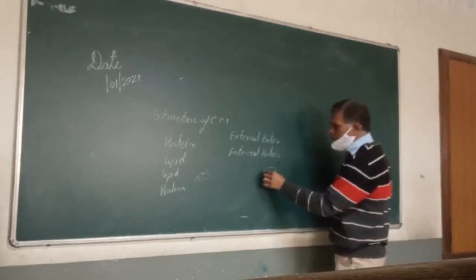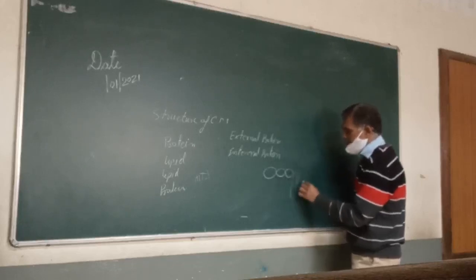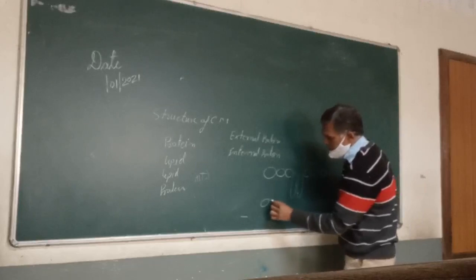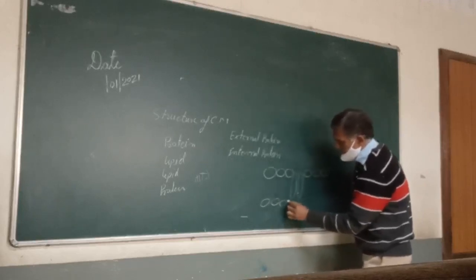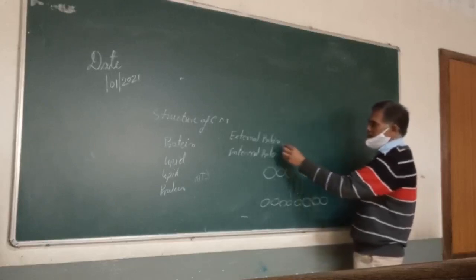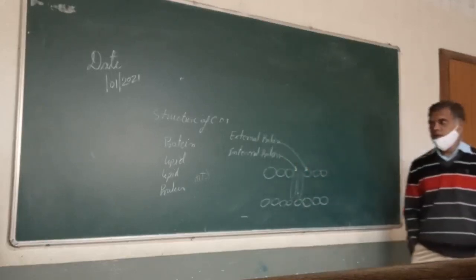Both the external protein and the internal protein are of globular type. These are the external proteins, and this one is the internal protein.